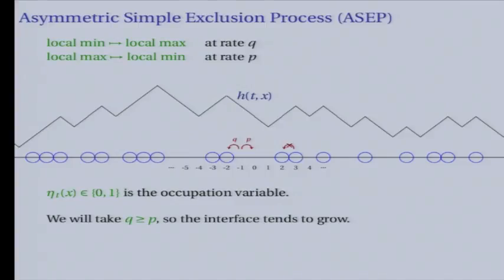Okay, so one can make a choice here. There's a symmetry, so I'll say that Q is bigger than P, which means that particle wants to move a little bit more to the left, and thus the interface is growing up, so it's going upwards.